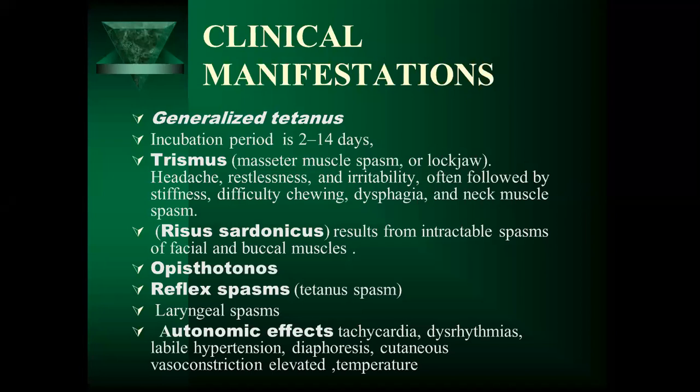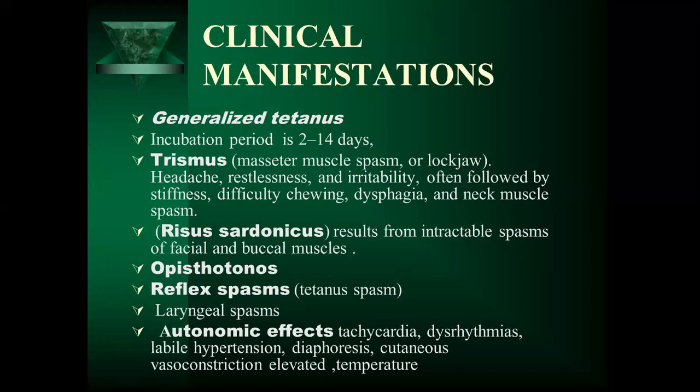So that will look like a fixed smile when you see the child. That is the risus sardonicus. And the third presentation is the opisthotonus, like a bow, where the body arches. Opisthotonus is a reflex spasm, and then the laryngeal spasm.